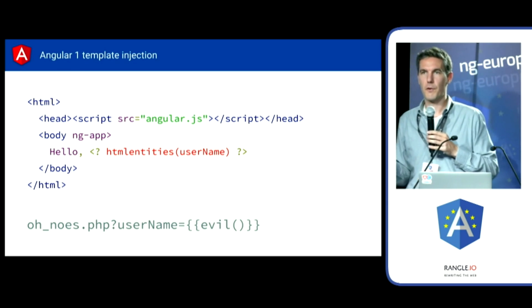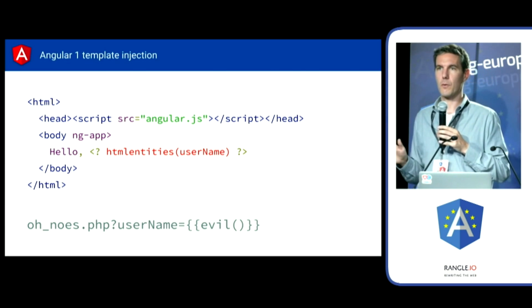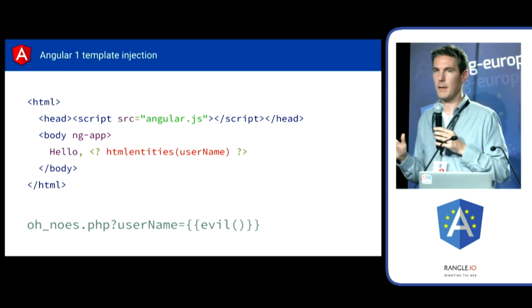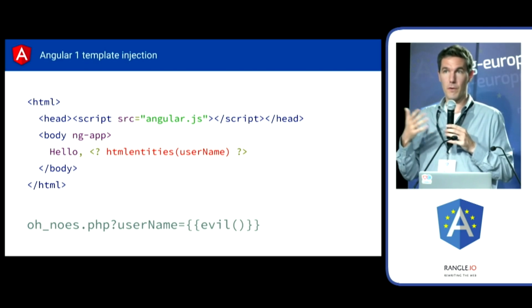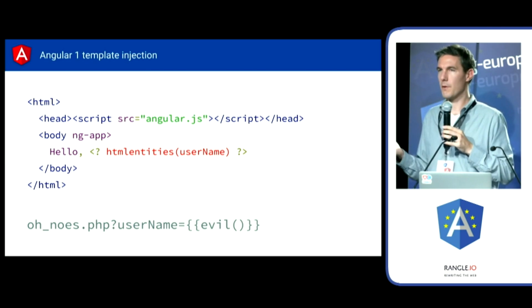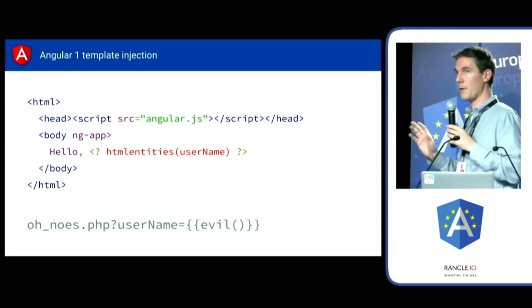The interesting thing here is from a PHP perspective, this code is completely correct, right? So we're escaping any HTML in the username. So if there was a script tag, for example, in the username or some other evil thing, then we would correctly escape it and it would be fine.